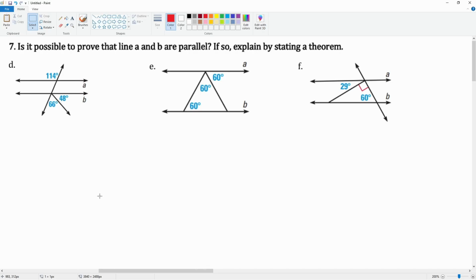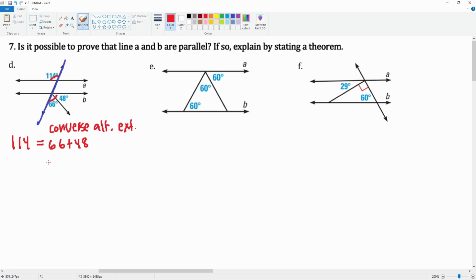All right, here's the second part of 7. Notice that this line that cuts through them would be the transversal. How are these angles related? 144 and this entire thing. So 144 has to be equal to 66 plus 48. That is based on the converse of alternate exterior.